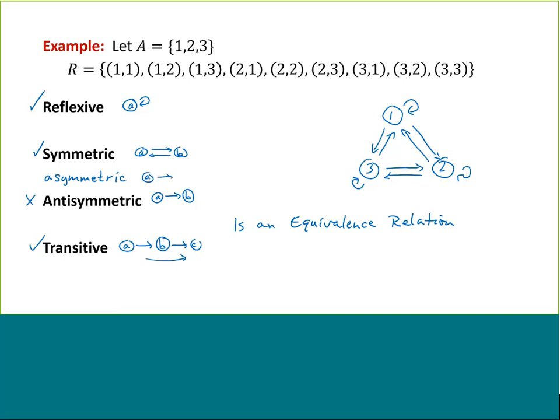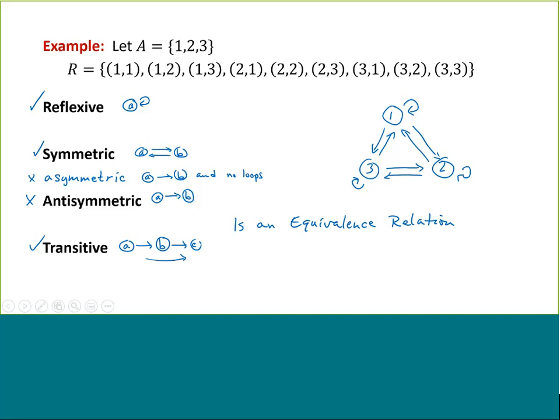Asymmetric is the same as anti-symmetric, except you also have no loops. So that would be the extra one. And this one is not bad either. All right, so that would be identifying equivalence relations.